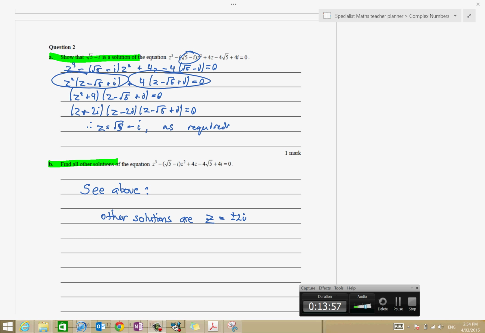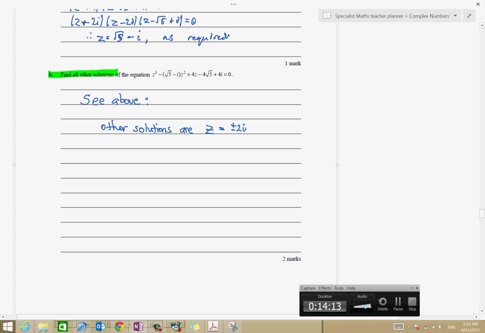Okay, shh. Now, we had a bit of an issue there. But doing the working to verify one solution, we've actually found the other 2. So that means the next 2 marks are fairly straightforward. We can say refer to the above working. The other solutions are Z equals plus or minus 2I.